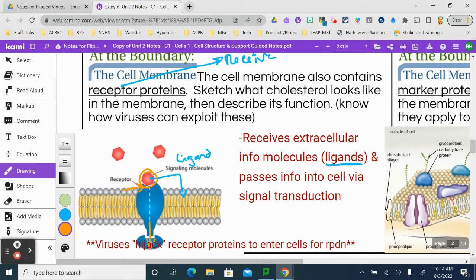Now, one interesting thing, we have these receptor proteins. Some viruses can actually hijack these receptor proteins and utilize them to enter into a cell sometimes, which is kind of interesting. So if we have this area that can receive things, if the virus has been modified to fit perfectly into that, it can actually make use of that ability as well.